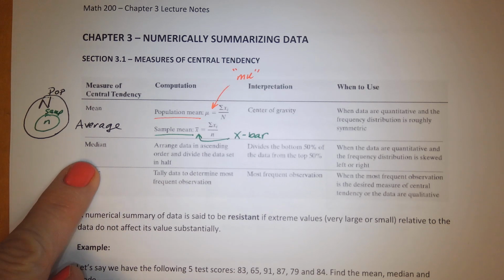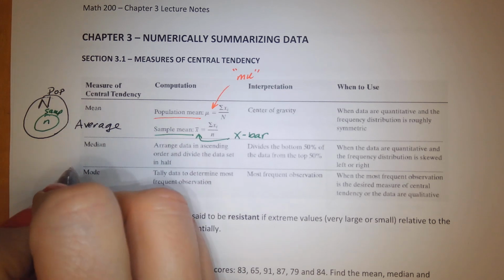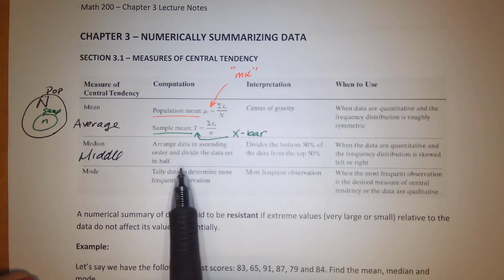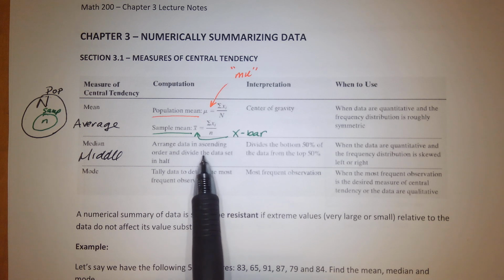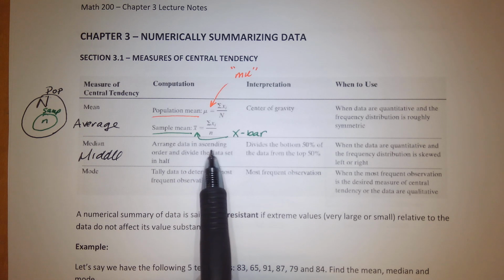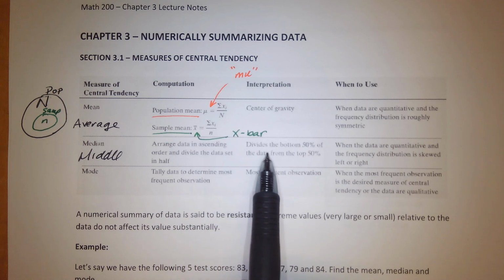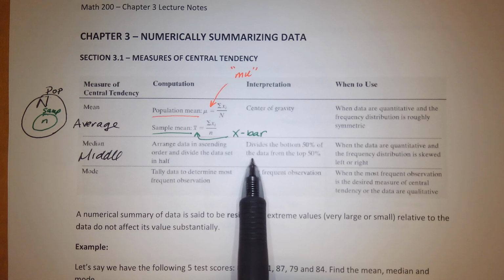When talking about median, we know median as being the middle of the graph. So basically what you need to do is arrange the data in ascending order or descending, it doesn't really matter, but they have to be in order, and then you divide the data set in half, and the middle value would be the median. Basically what this does is divides the bottom 50% from the top 50%.